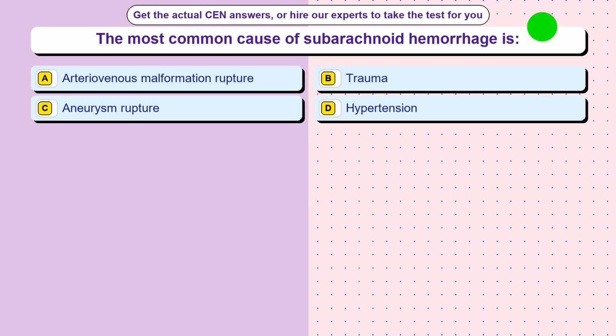Question 79. The most common cause of subarachnoid hemorrhage is: Option A, arteriovenous malformation rupture. Option B, trauma. Option C, aneurysm rupture. Option D, hypertension.